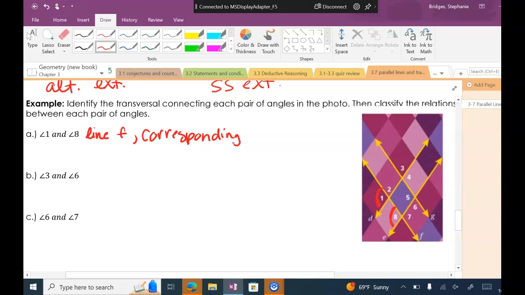Okay, I want you to try B and C for me, please. Name the transversal. That's the one line that they both touch. And then tell me what type of angles they are. Are they same side interior, same side exterior, alternate exterior, or corresponding?